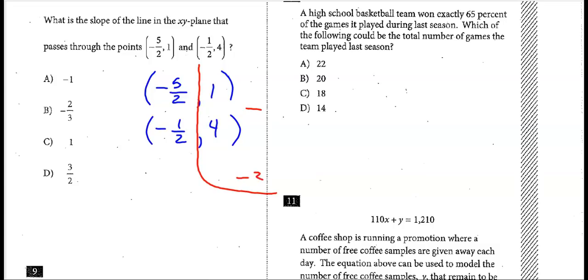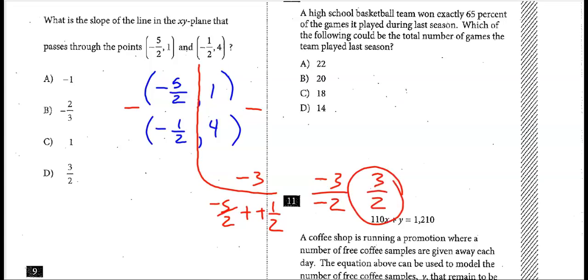1 minus 4, -3, over -5/2 take away -1/2. Add the opposite. And you get the same thing. You just get -3 over -2, which negative divided by a negative turns out to be positive. I don't know. It's a little bit more work. It's the same concept. The slope slide just forces you to put your y's on top.